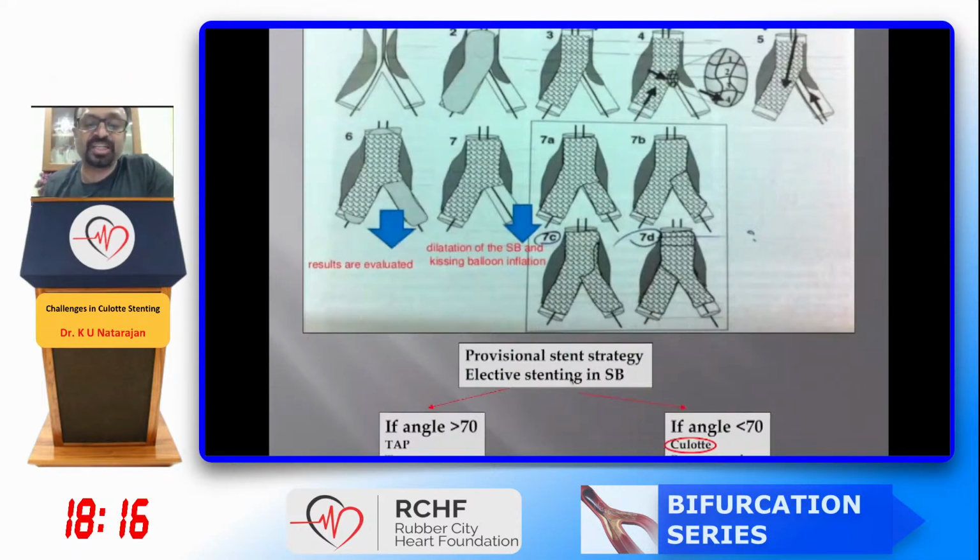In a provisional stent strategy, elective stenting of the side branch after the provisional stent depends on the angle. If the angle is more than 70, TAP or one of its T modifications, and if the angle is less than 70, you can have Culotte stenting or reverse crush technique.